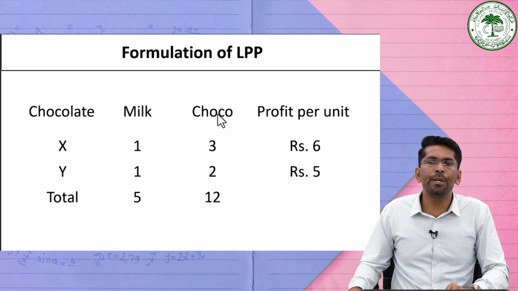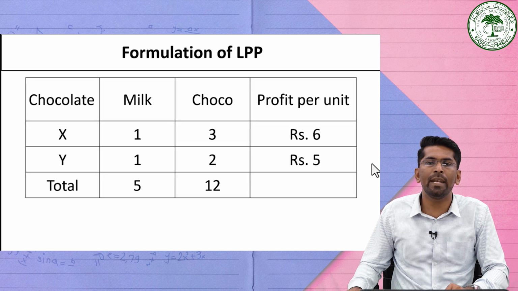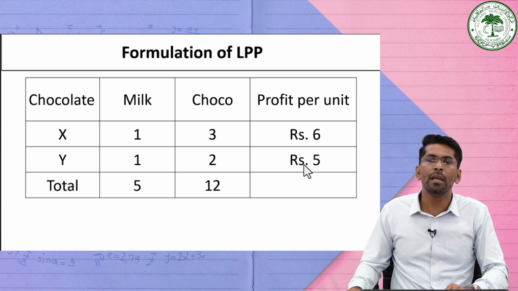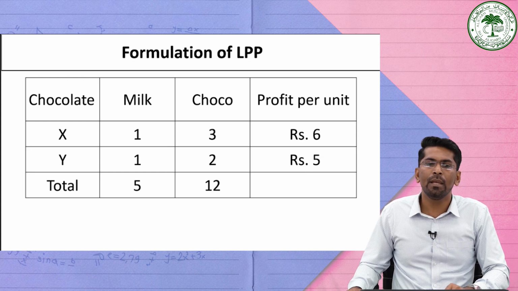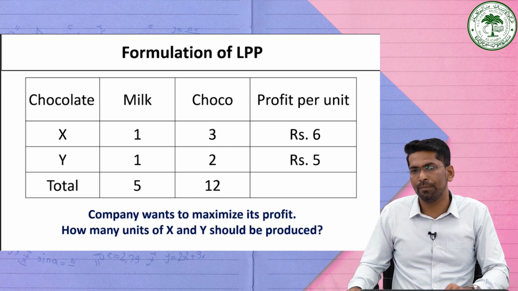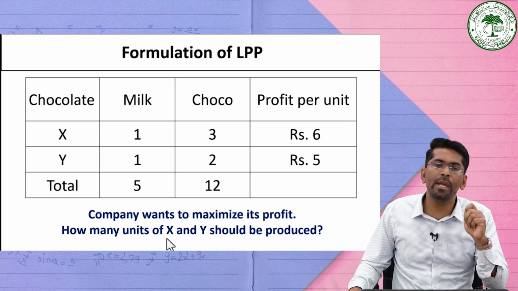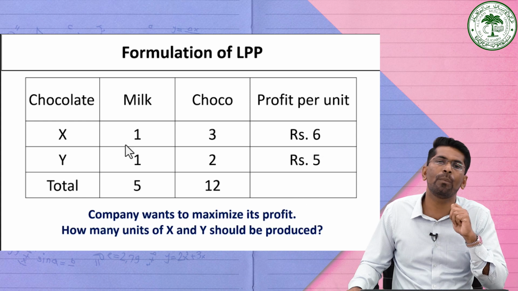So now I am going to put all these values in a table. It will look like this. See, this is a table representing the situation. With this given situation, now the company wants to maximize the profit. And I am writing here how many units. So the company wants to maximize the profit and we want to identify how many units of commodity X, that is chocolate X, and Y should be produced. So this is our problem.